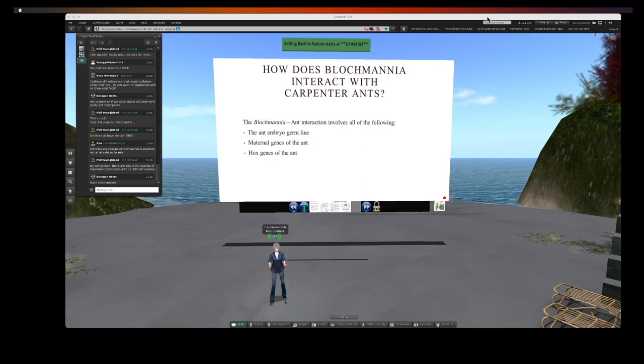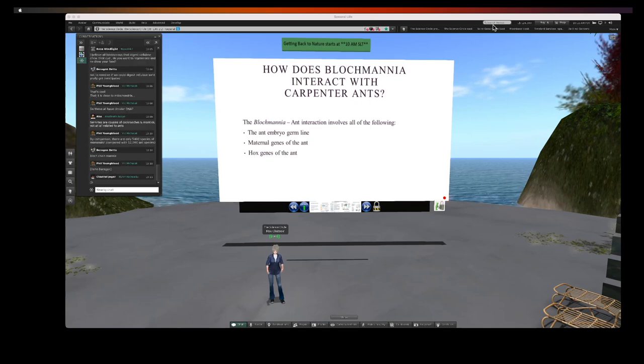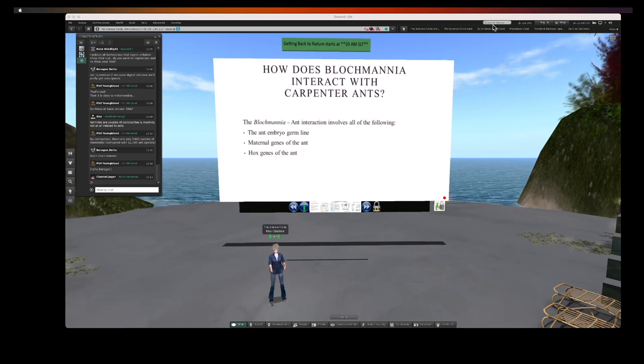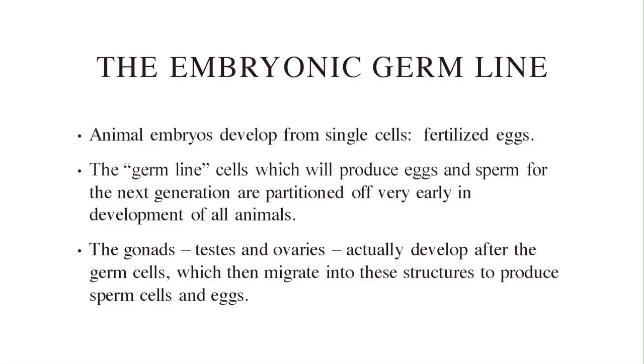So what they found was that the interaction between the ants and the Blochmannia involved three important things. One of them is the germ line, the cells that produce the germ cells, the eggs and sperm of the ant. Another is maternal genes of the ant, which are active in the embryo, and then a group of genes called the Hox genes. So I want to talk a little bit about each of those so that it all makes sense, sort of.